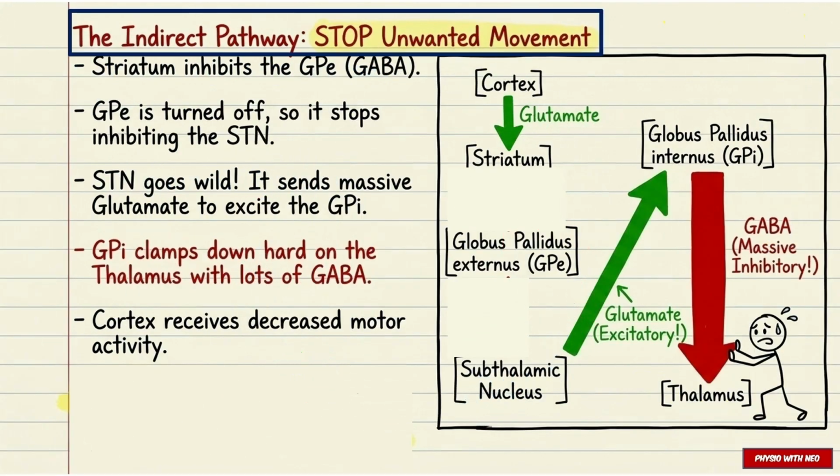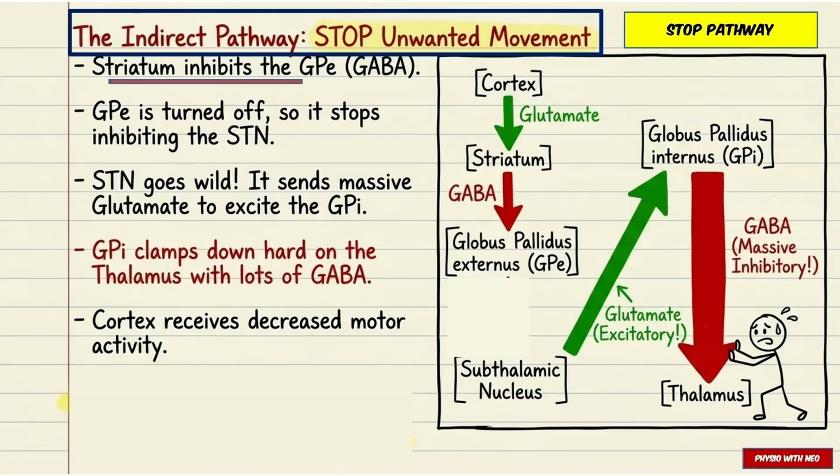Now let's learn the indirect pathway. This pathway works exactly opposite to the direct pathway. Think of it as a stop pathway. Again, don't memorize, understand. The cortex stimulates the striatum, and the striatum inhibits the globus pallidus externa.